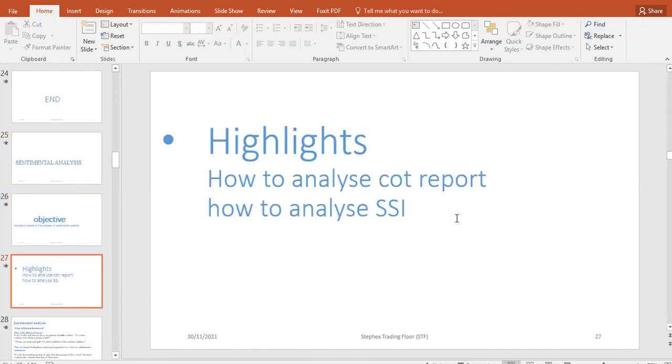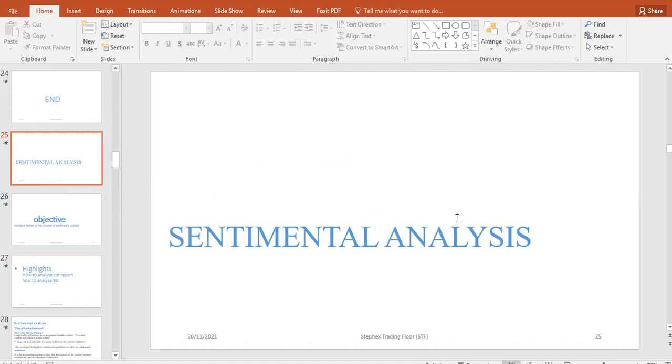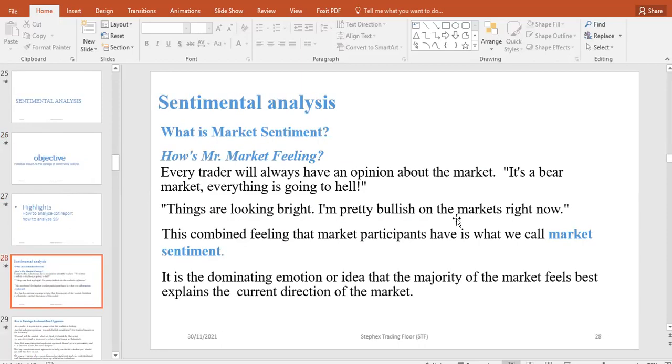It simply covers two topics: the Commitment of Traders report and SSI. When you're talking about sentiment analysis, number one, you have to understand that sentiment analysis simply means the feeling or the bias you have towards the market.